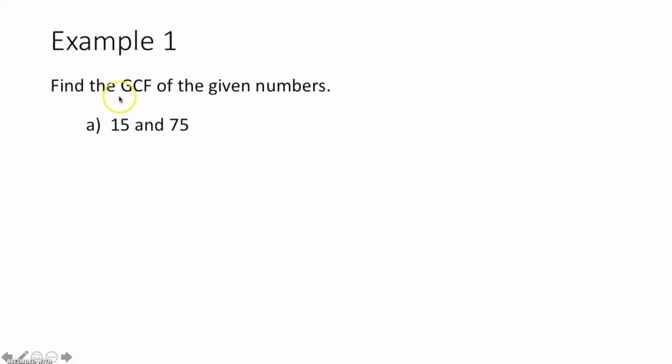Example time. Now, example 1 says find the GCF of the given numbers. So here our two numbers are 15 and 75. Now we're going to do exactly what we just did. We're going to break each of these two numbers into their prime factors. And then we'll pick out which ones they have in common, multiply those together. That's the GCF. So we'll start with 15.